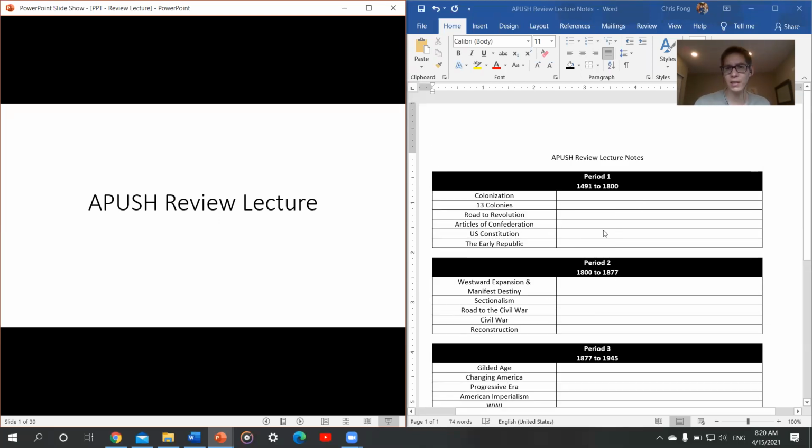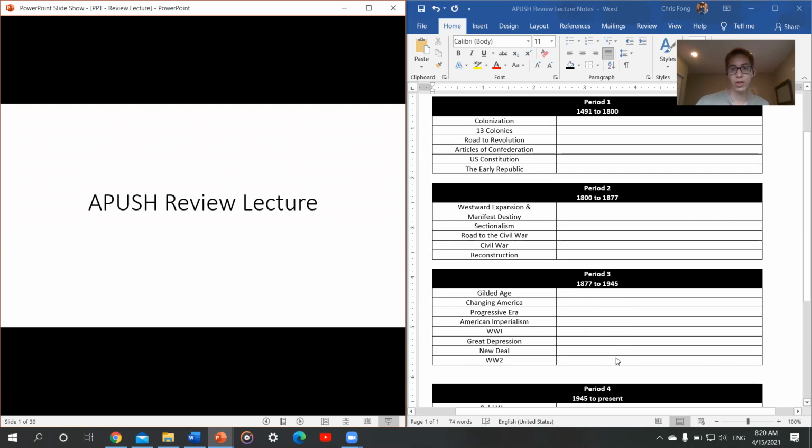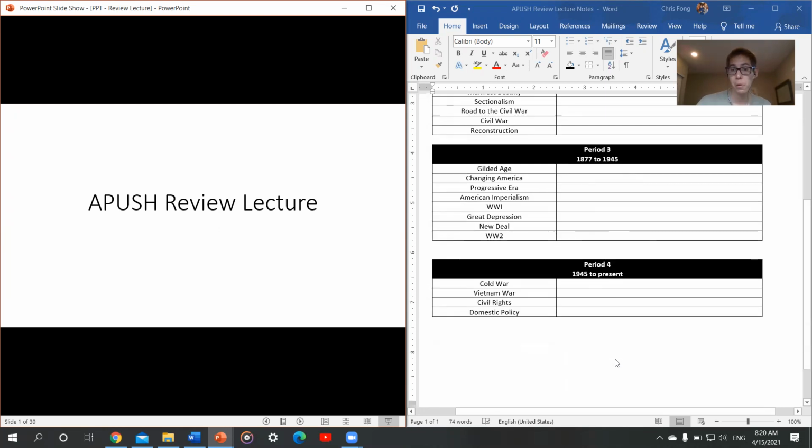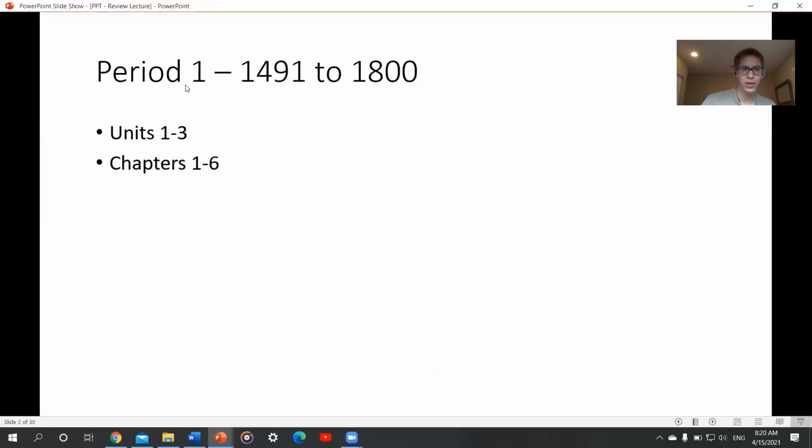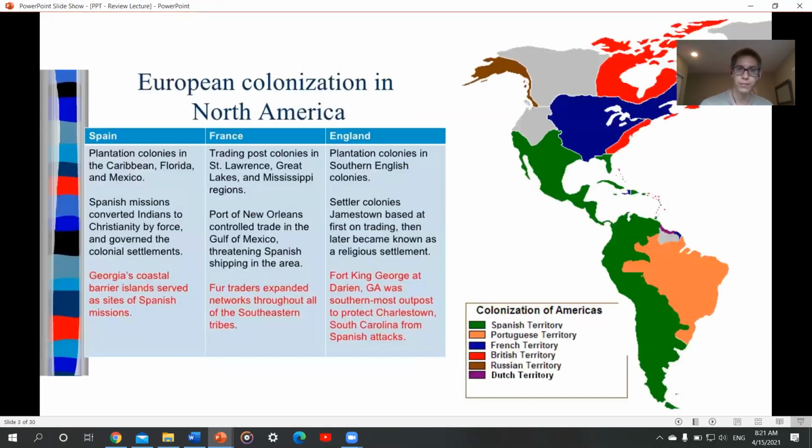Period 1 is 1491 to 1800, so kind of the creation of the early American Republic. Period 2 is the early republic and the road to the Civil War. Period 3 is kind of the creation of an American empire. And then period 4 will be more modern US history. And so we'll start with period 1, 1491 to 1800. This is units 1, 2, and 3. And from our AMSCO APUSH textbook, this is chapters 1 through 6.